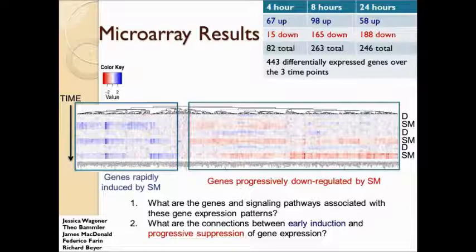So there are a few genes that go down at 4 hours, and more and more genes get downregulated over time. We wanted to know what the genes and signaling pathways are that are associated with these gene expression patterns. Is there any connection between the genes that are rapidly induced and stay induced and the genes that get progressively shut down?